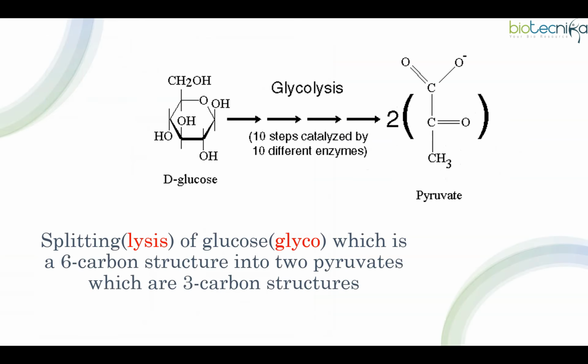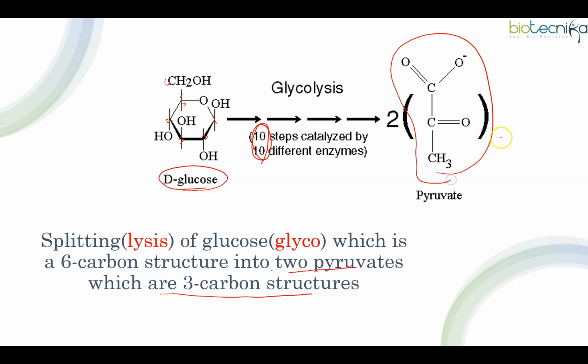Okay. So glycolysis is the splitting of glucose, which is a 6-carbon structure, into 2 pyruvates, which are 3-carbon structures. A total of 10 steps are involved in glycolysis. You have the D-glucose present in the cell, which is 6-carbon. You can see this is 1, 2, 3, 4, 5 and 6 carbon. And it is converted into pyruvate.